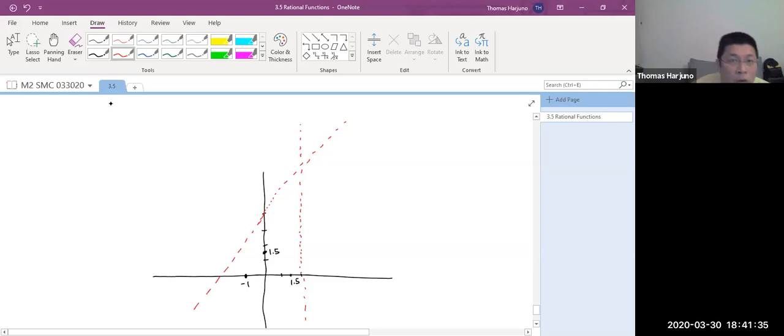Now then, what does the graph look like? I didn't do the sign graph, but you can see that I will start from the slant asymptote going this way. And later on, we have something up here too.